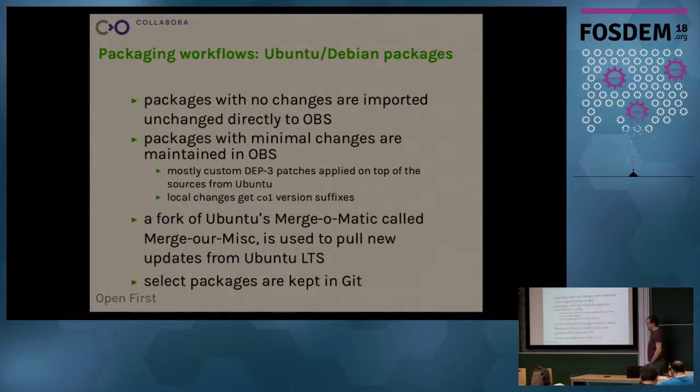So as I mentioned, the packages to which we apply no changes relative to Ubuntu or Debian, they go directly to OBS. We just import them with no changes. Some packages where the patches are trivial, like fixing minor tiny things, we maintain them directly in OBS using the OBS version control system, and we just apply patches, copy them in the Debian source package, and increment the version so that we can see where we have local changes. And we use a fork of Ubuntu's Merge-o-Matic tool, which pulls new updates from Ubuntu and does automatic merges when it's possible.